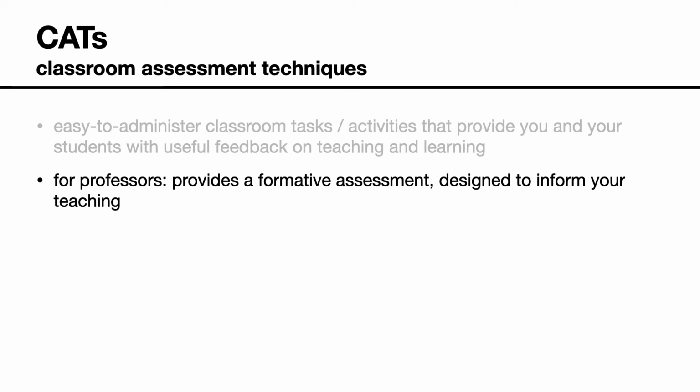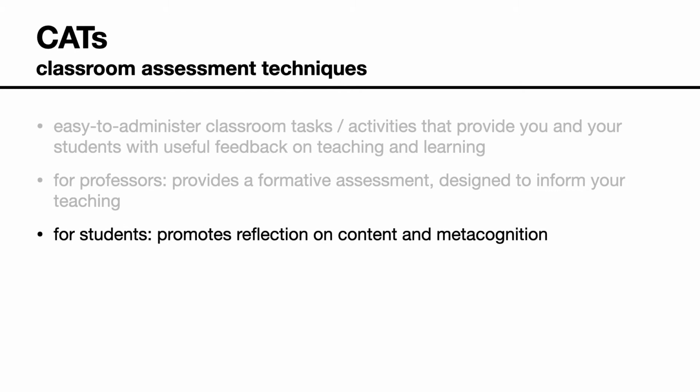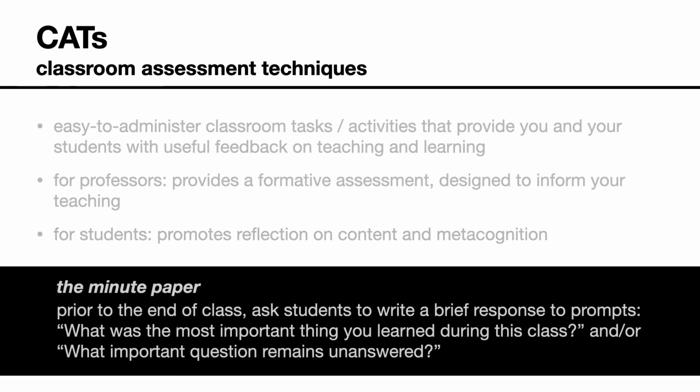What are students understanding? What are they able to do? CATs are also beneficial for students because they help them to reflect on content and to practice metacognitive skills. For example, one of the most popular CAT tasks is the minute paper. Students are asked to write a brief response to prompts similar to, "What was the most important thing you learned this class session?" or "What important question remains unanswered?" They write for a minute at the end of class and then leave responses for the instructor on the way out the door.